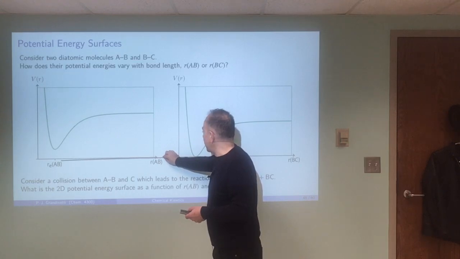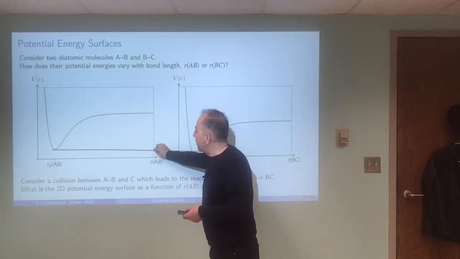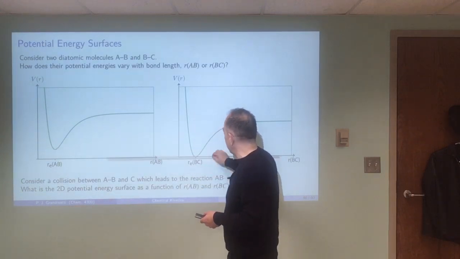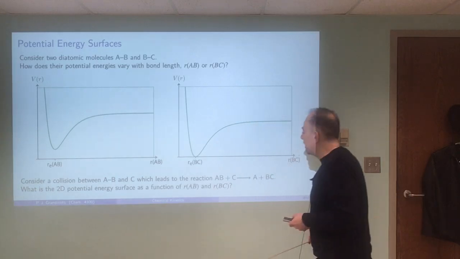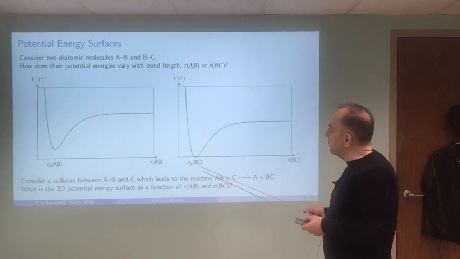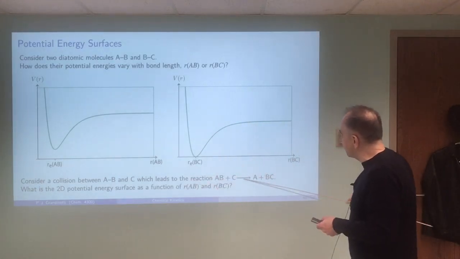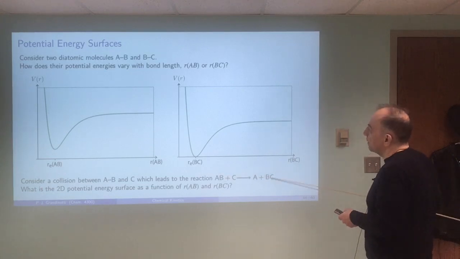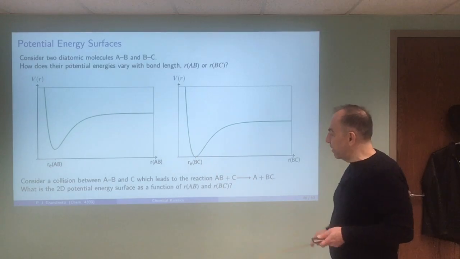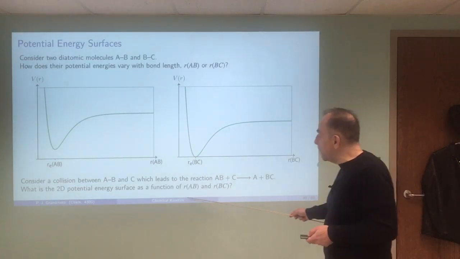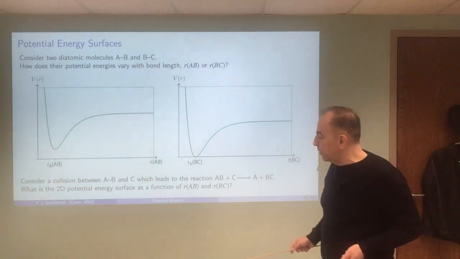So in other words, this one down here has an energy that's lower at the minimum than the AB molecule. So there are relative differences in these energies here. What we want to do is imagine how we're going to describe this reaction on some kind of potential energy surface. Obviously these 1D plots are not going to cut it, so we need to come up with some kind of multi-dimensional plot.